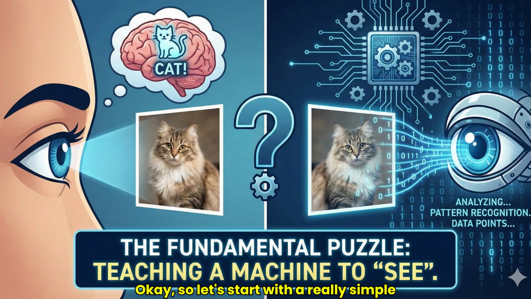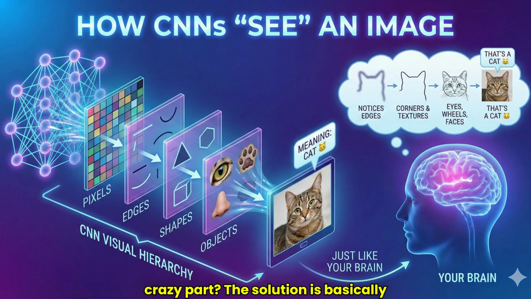Okay, so let's start with a really simple question. You and I can glance at a photo and boom, we know it's a cat. It's instant, it's intuitive. But how in the world do you teach a machine, a thing that only understands ones and zeros, to do the same thing? That's the fundamental puzzle we're going to solve. And the crazy part? The solution is basically copied from our own brains.